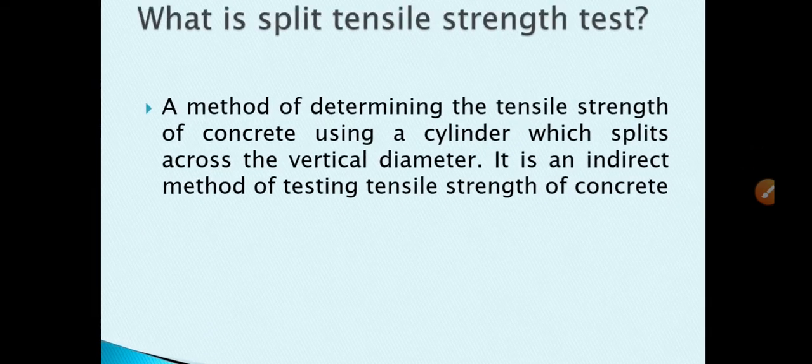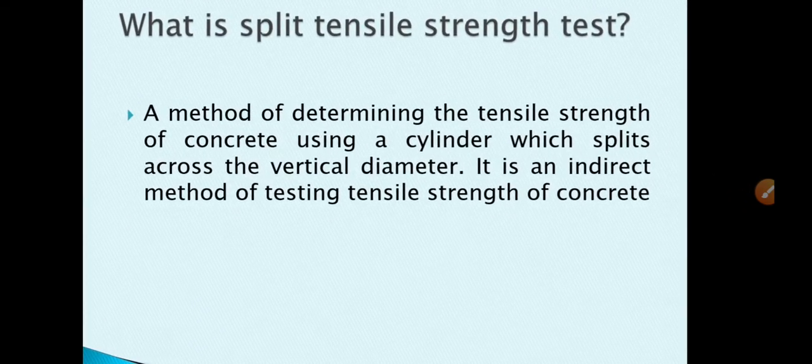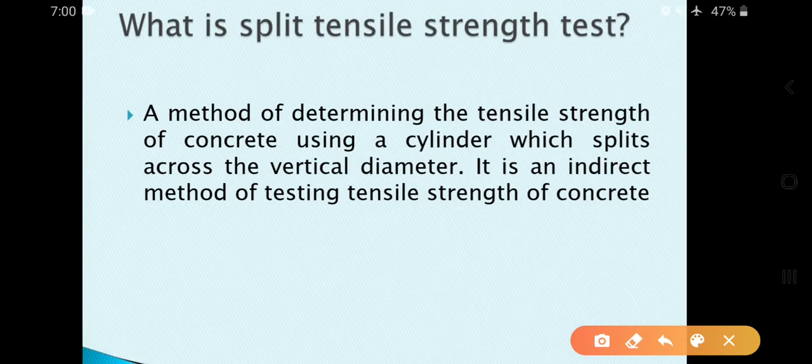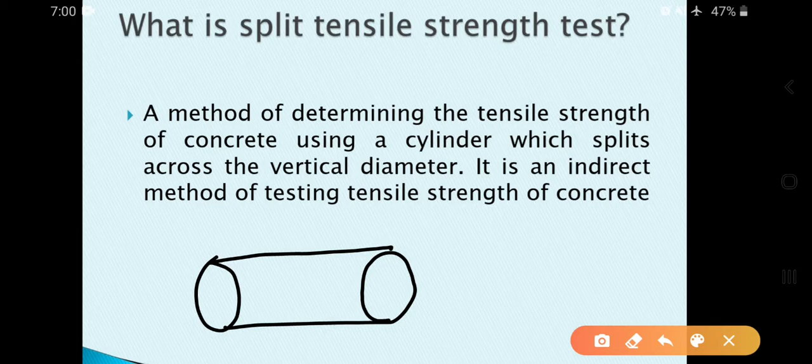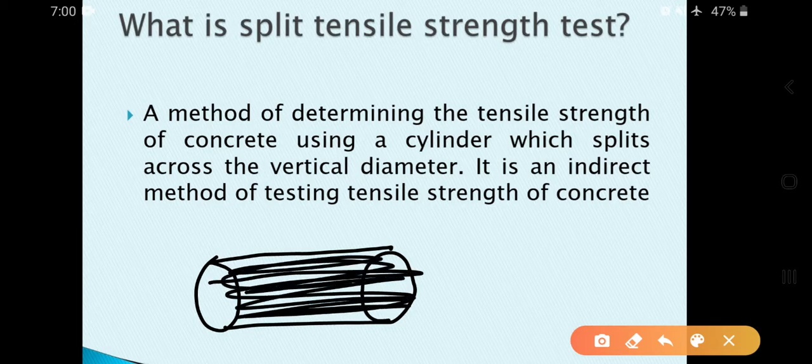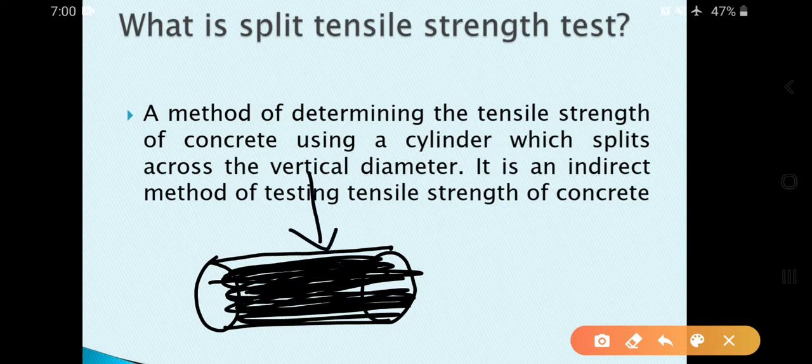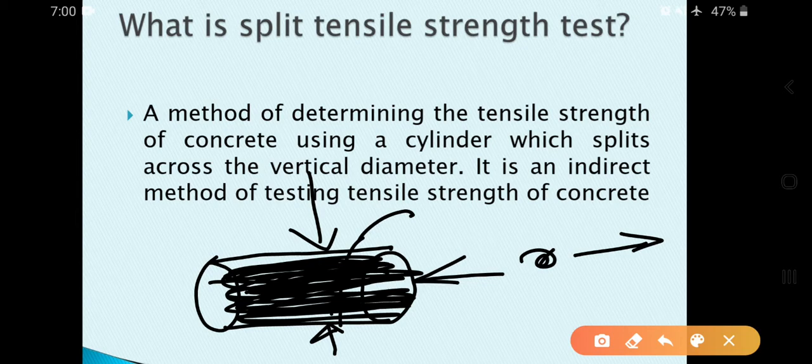A method of determining the tensile strength of concrete with a cylinder. In this test, we prepare a cement, sand and aggregate mold, a concrete mold in a cylindrical shape, and we apply the compression load. So that will be treated as a tensile load, because tensile is nothing but two loads acting away from each other.